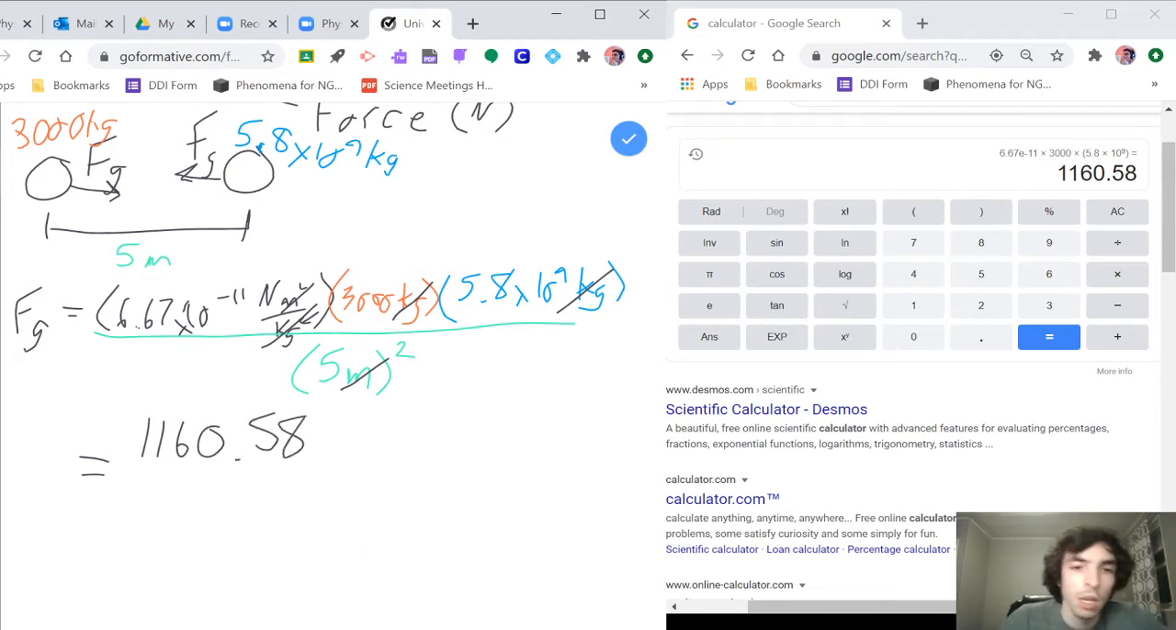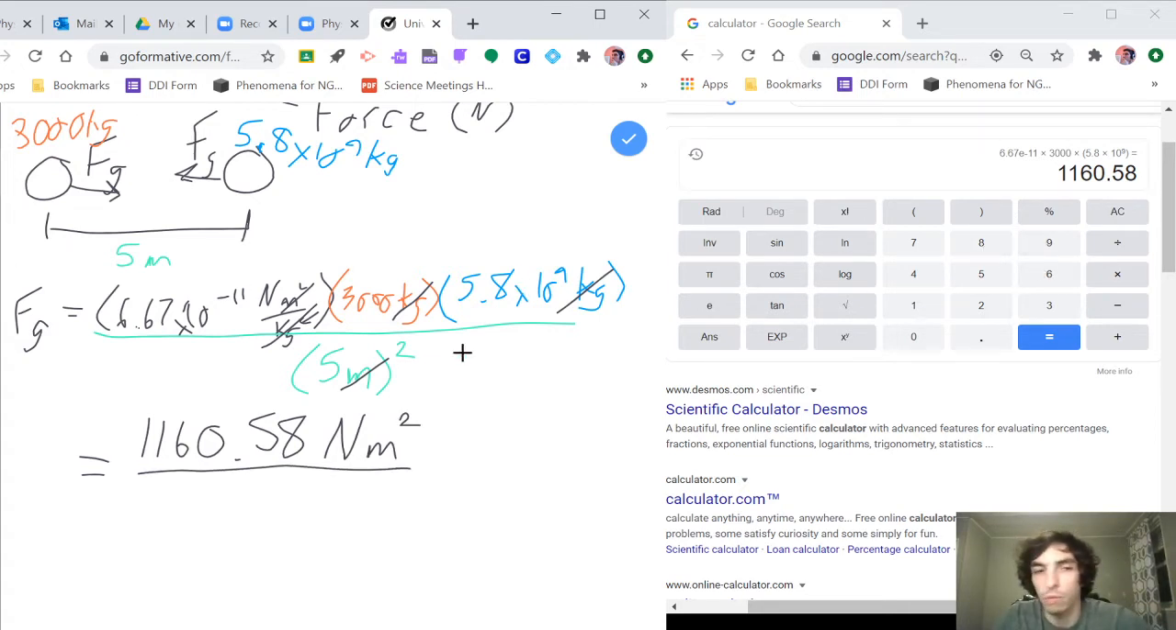1160.58. And the units on this top number, only the kilograms have been canceled out so far. I haven't actually divided by this meter squared yet. So right now that is still newtons meters squared divided by, and then we've got our 5 squared. You would know how to plug that in. I could just do 5 and then this little x to the y to the second power.